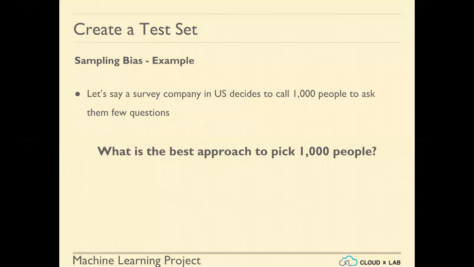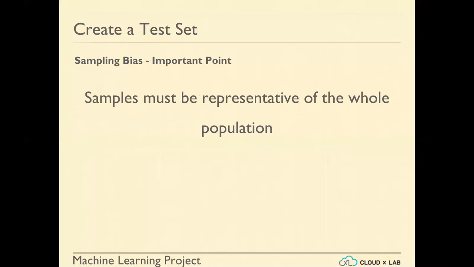Let us say in a survey, a survey company in the US decides to call 1,000 people to ask them a few questions. What is the best approach to pick 1,000 people? We cannot just randomly pick 1,000 people. There are a few reasons for it. Samples must be representative of the whole population. Otherwise, you will have sampling biases.